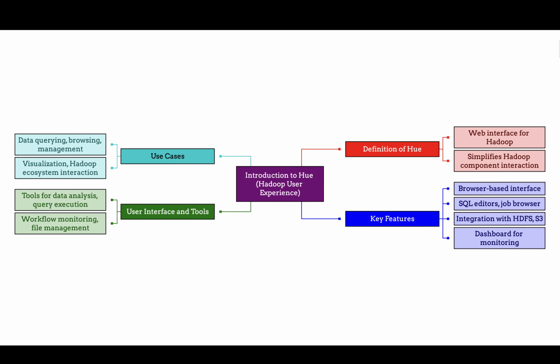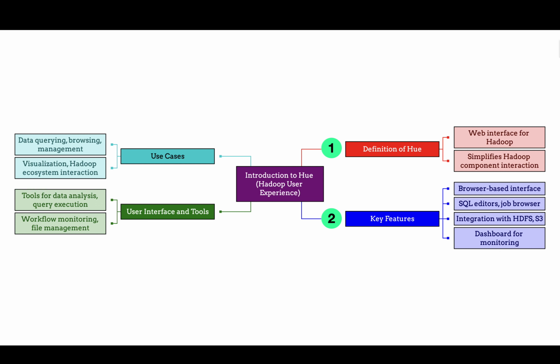Introduction to HUE, Hadoop User Experience. 1. Definition of HUE. HUE, or Hadoop User Experience, is an open-source web interface that simplifies the use of Apache Hadoop and its ecosystem components for users. It provides a user-friendly interface to interact with Hadoop clusters and its various components.